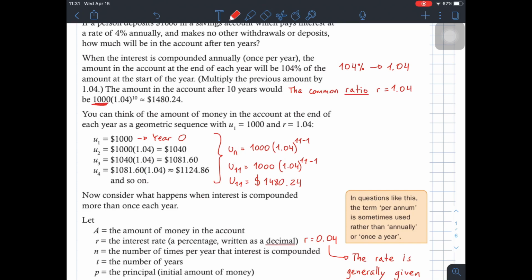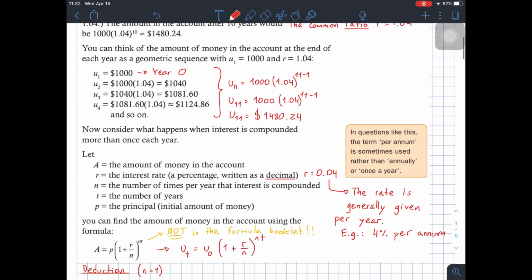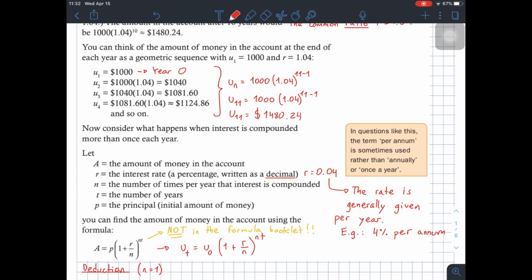Okay, so this is an example of a geometric sequence. You see that we have the first term, which is the initial deposit. We have the common ratio, which is this number over here, 1.04, because it's 104% of the previous year. And we have the value of n, which is 10, right? 10 years after. Okay, so it says you can think of the amount of money in the account at the end of each year as a geometric sequence with U1 equal to 1,000 and r equal to 1.04.